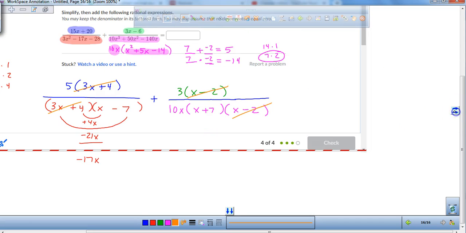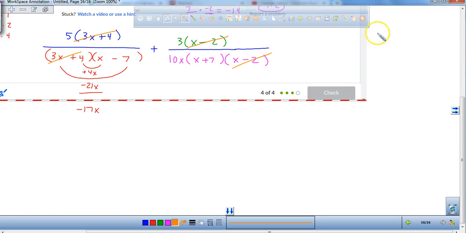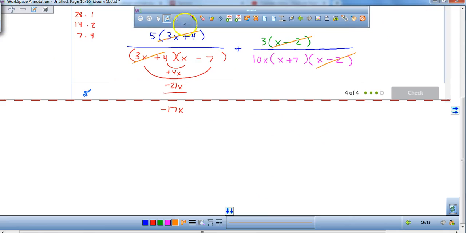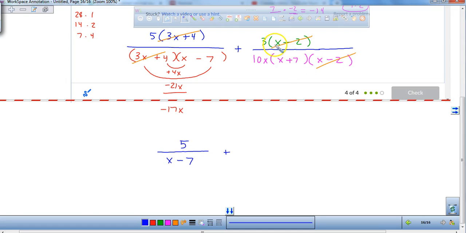So let's think about right now, what do we have left standing that we have to worry about? Well, in the numerator, it looks like all I have left is the number 5. And in the denominator, all I have left is x minus 7. Over here, all I have left in the numerator is the number 3. And in the denominator, it looks like I have a 10x and an x plus 7.